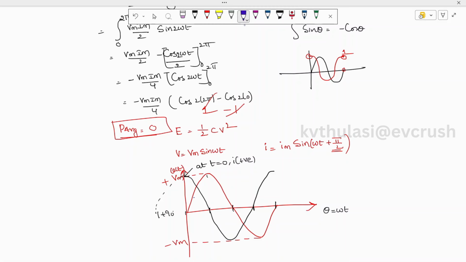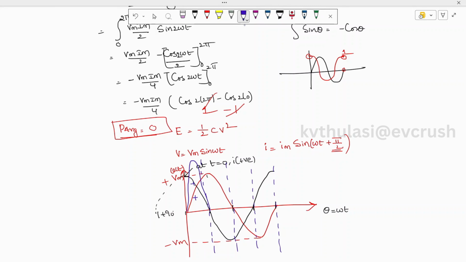So voltage is positive and current is also positive. So in the first 90 degrees, what happens? Up to 180 degrees, what happened? Up to 270 degrees, what happened? Up to 360 degrees, what happened? So here voltage is positive as well as current is positive. Both plus into plus is how much? Plus. Therefore this is the magnitude of power.